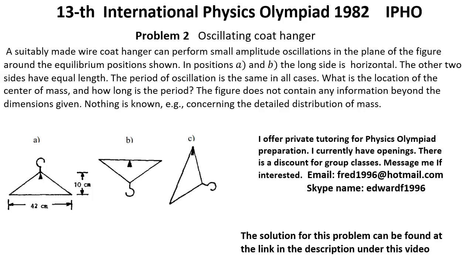Problem number 2. Oscillating coat hanger. A suitably made wire coat hanger can perform small amplitude oscillations in the plane of the figure around the equilibrium position shown. In positions A and B, the long side is horizontal. The other sides have equal length. The period of oscillation is the same in all cases.